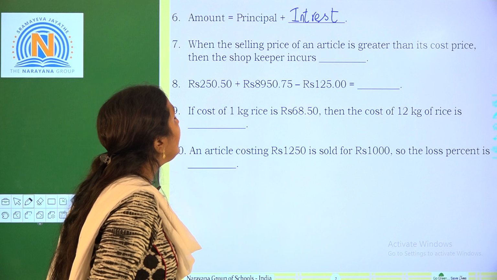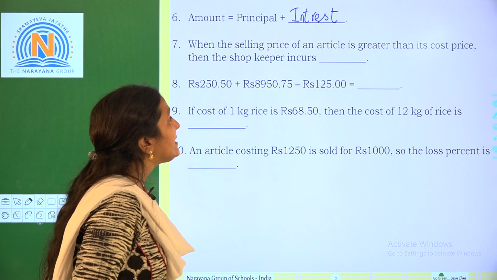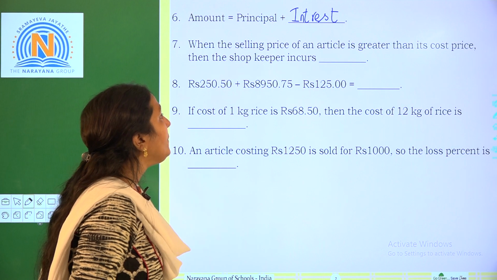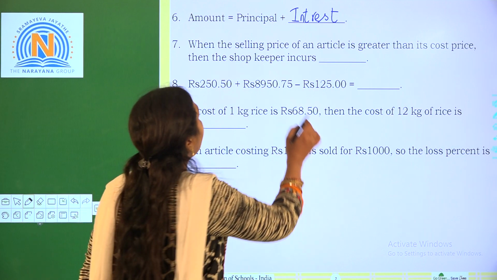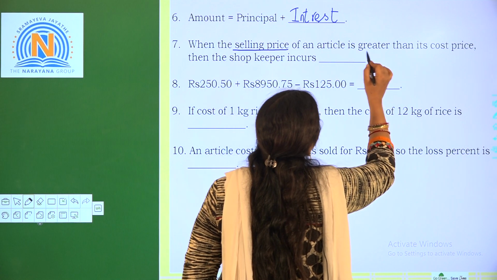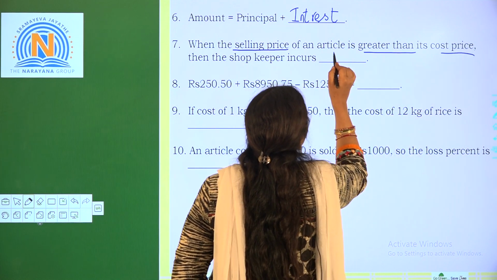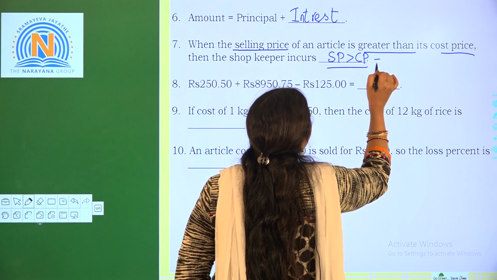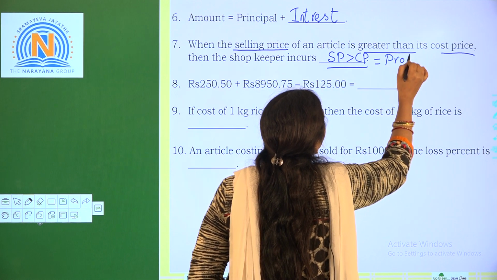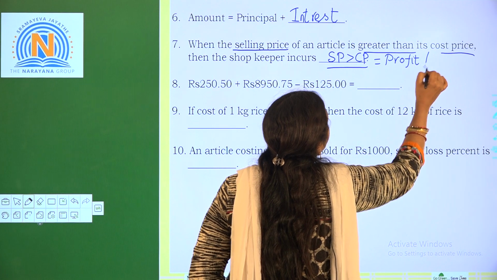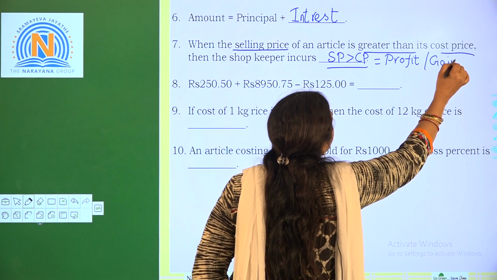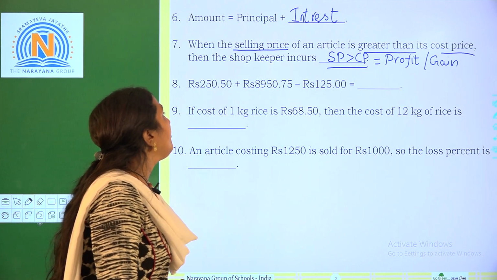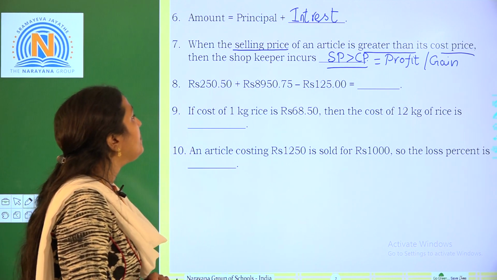Next, when the selling price of an article is greater than its cost price, then the shopkeeper incurs? When selling price is greater than cost price, means SP is greater than CP, he will get profit or gain. Profit or gain.